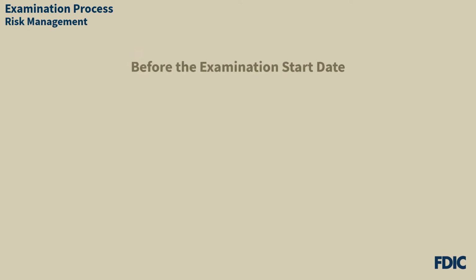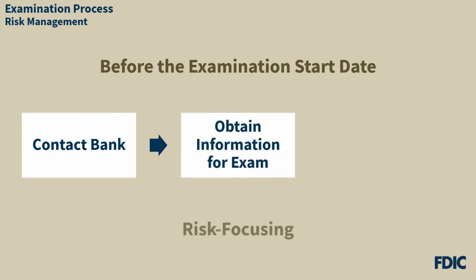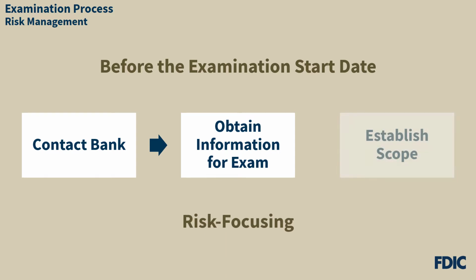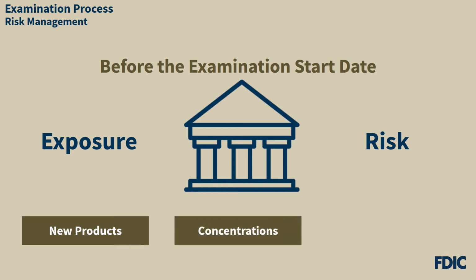Ahead of a risk management examination, a member of field office management contacts bank management to discuss the upcoming examination and obtains some general information about the bank's operations in order to begin the risk focusing or scoping process for the upcoming examination. The examination scope will depend in part on the bank's specific exposures and risks. For example, if a bank has new product lines or services, asset or funding concentrations, or if there are concerns noted in prior exam reports or audits, we'll look at those areas.